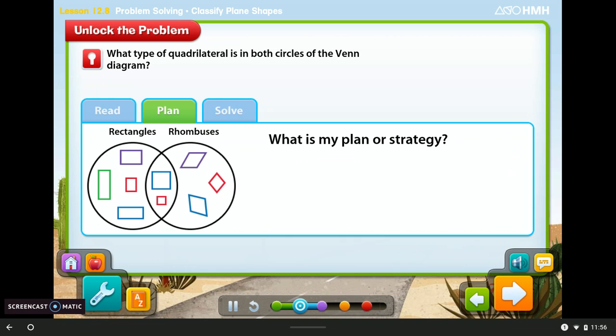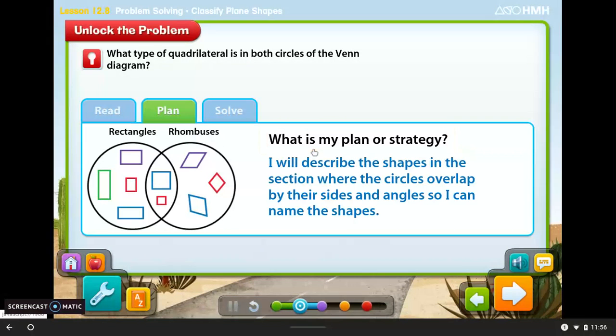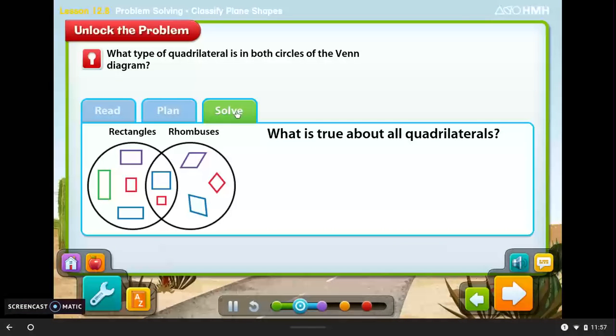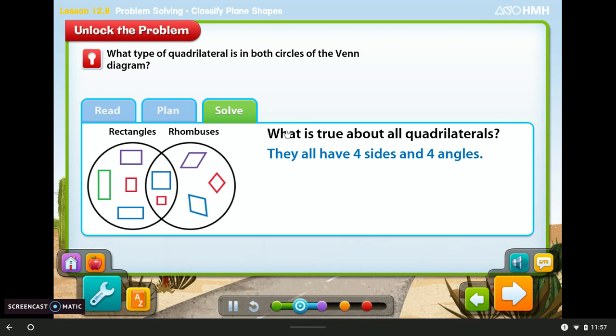So what is my plan or my strategy? What do you plan on doing? So first we're going to describe the shapes in each section where the circles overlap by how many sides they have and how many angles they have, so you can name the shape that's in the middle. Okay, so remember when we talked about rectangles, rhombuses, quadrilaterals, all that kind of stuff. We're going to remember what that means. So if something is a quadrilateral, that means it has four sides and four angles.